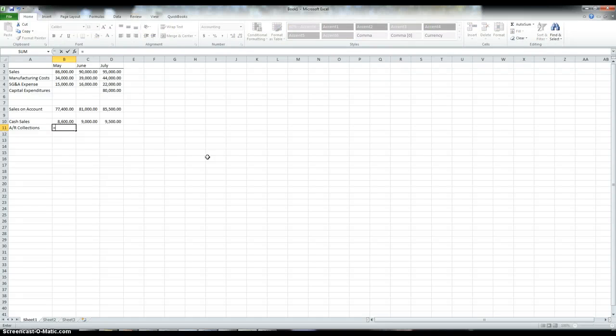So I'm going to do equals, parentheses 18,000, and then I want to know how much of the 72,000 from April we're going to collect. Well, it tells us 70%, so I'm going to do plus the 72,000 times 0.7. So our AR collections in May should be 68,400.